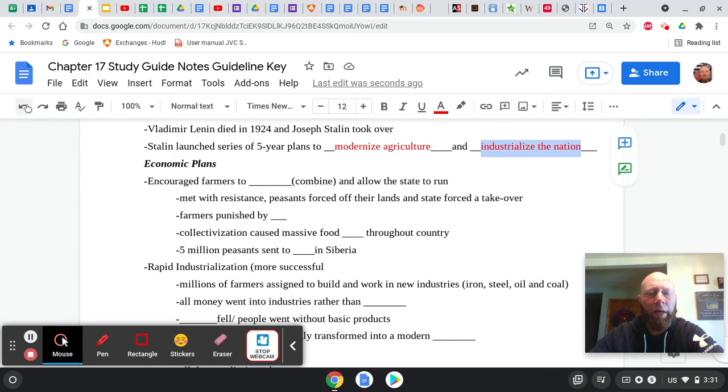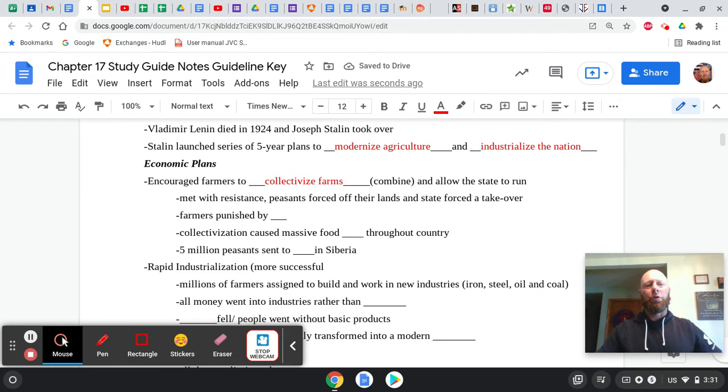All right, so let's look at his first attempt with modernizing agriculture. He's going to first start by encouraging voluntary collectivization. He's going to encourage small farms to combine their farms into bigger multi-acre farms and allow the state to take over to run them. This is going to be met with resistance.